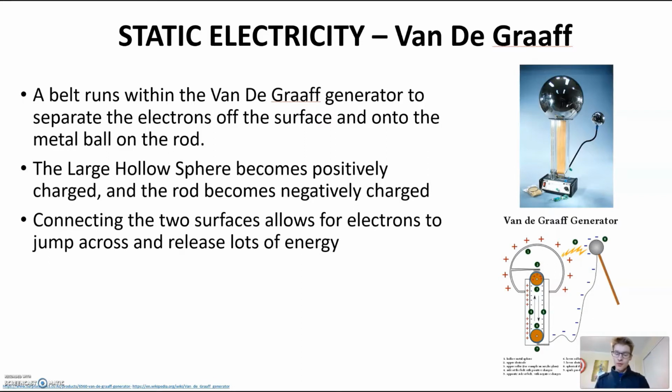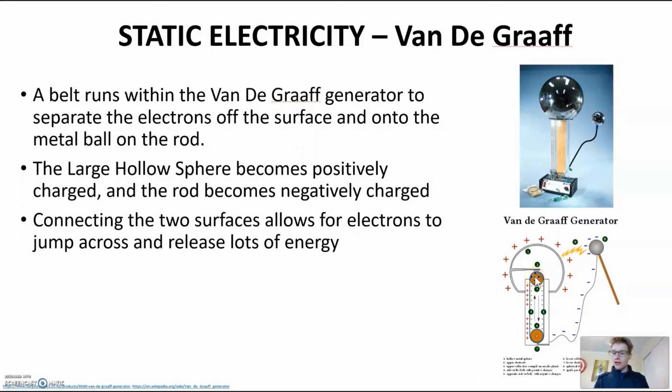A great way to demonstrate static electricity, which we can't do today, but maybe we'll be able to use this machine in the future, is the Van de Graaff generator. You've probably seen this machine before, maybe on TV. The Van de Graaff generator has a belt that runs throughout it that separates electrons. There's a belt inside this machine that's taking electrons out of this big metal sphere and moving them along this wire to this little ball. So this sphere is now positively charged, and this little ball is negatively charged.